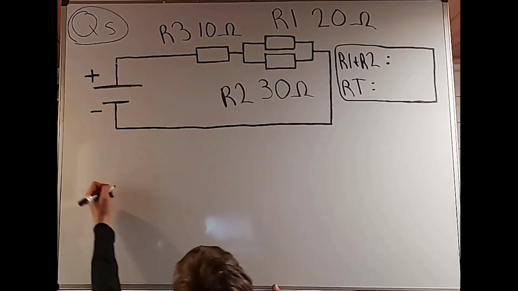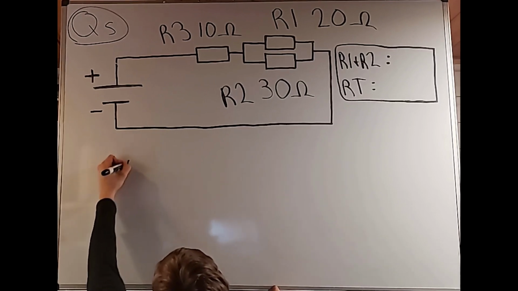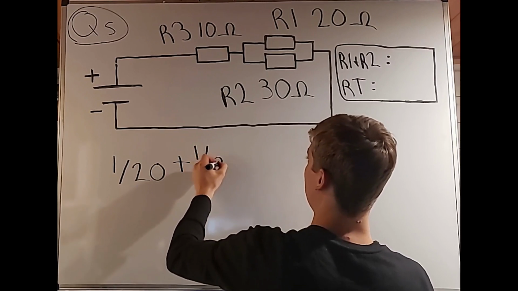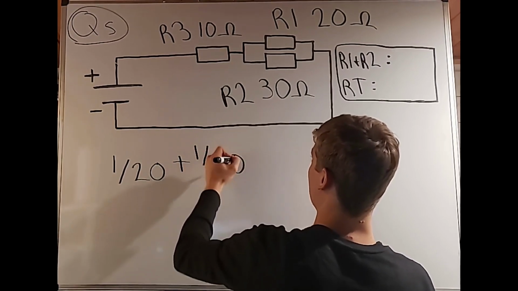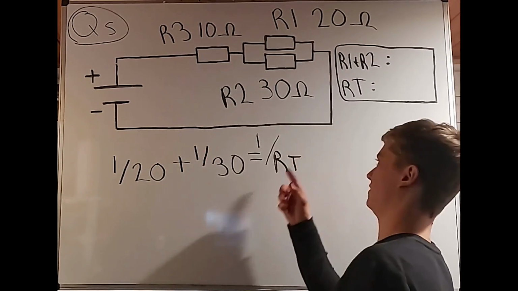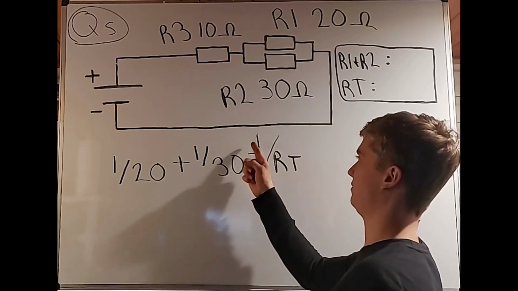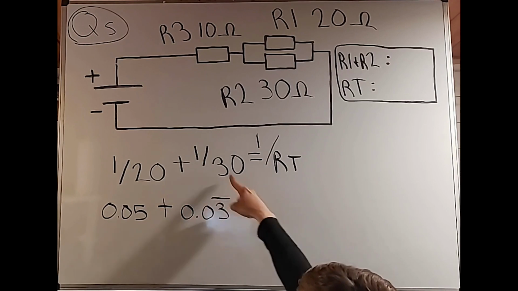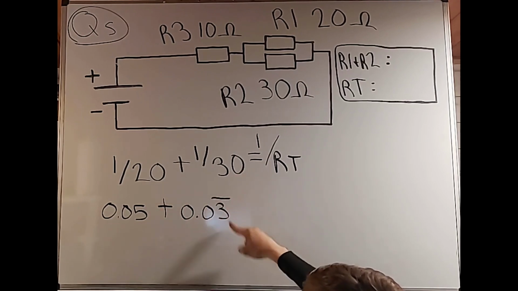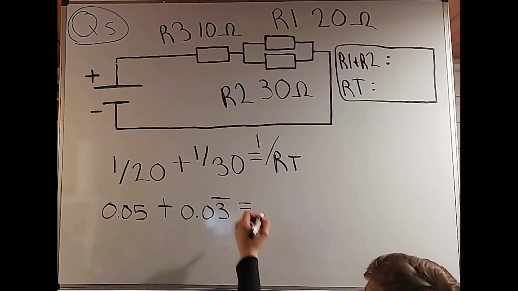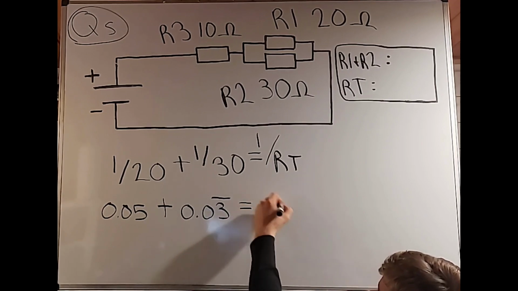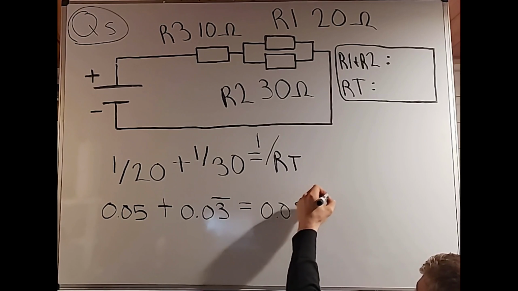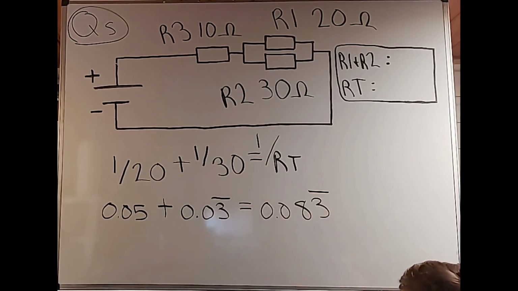So we're going to do 1 over 20, which is going to be the R1, and then that is going to add to 1 over 30, which is going to be the R2. That's going to give us the total number, which we're still going to have to do 1 over that. 1 over 20 is going to give us 0.05. 1 over 30 is going to give us 0.03 repeating. When we add those together, we're going to get our 0.08. But since we had that 3 repeating, I'll end it with a 3 repeating.